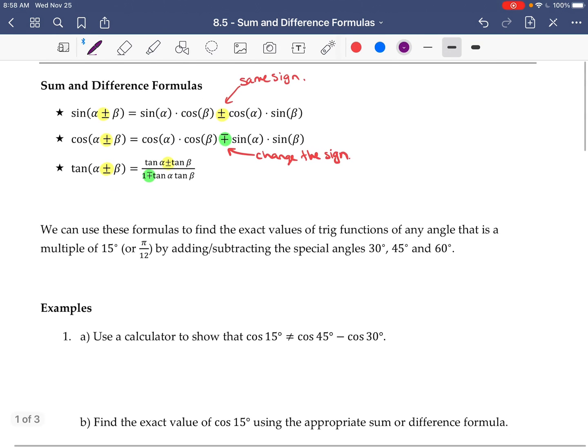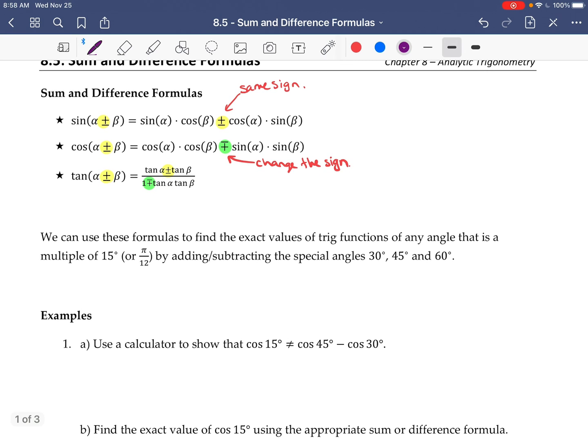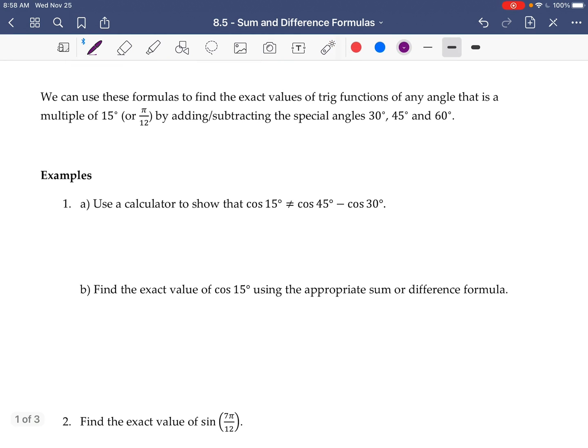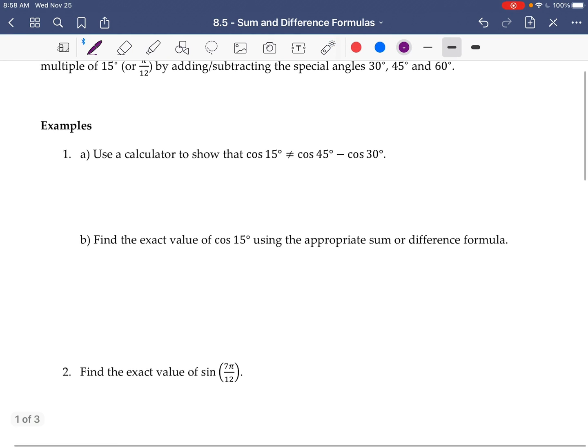So we can use these formulas to find the exact values of other angles. We know the exact values of 30 degrees, 45 degrees, 60 degrees. We can put those together in a variety of ways, and in particular, we can get multiples of 15 degrees. So let's just do an example here. We'll start with example 1. This one is fairly straightforward.